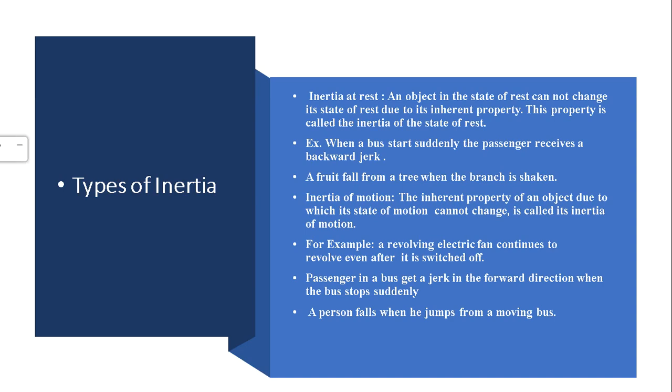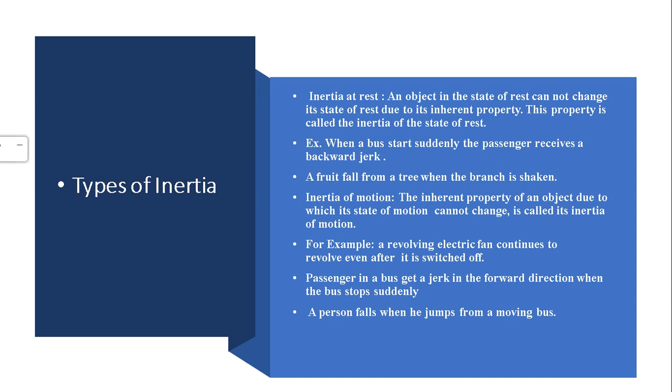Second one, inertia of motion. The inherent property of an object due to which its state of motion cannot change is called its inertia of motion. Here are also examples of inertia of motion. First, a revolving electric fan continues to revolve even after it is switched off. This is an example of inertia of motion.